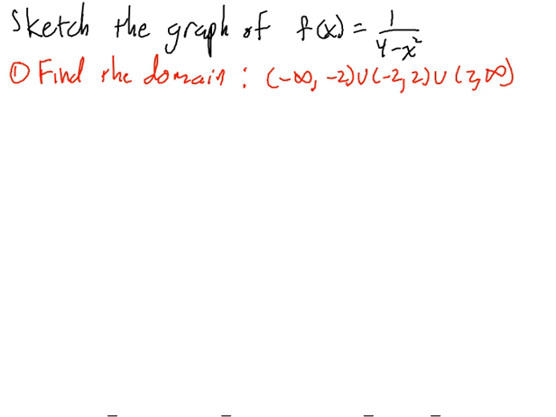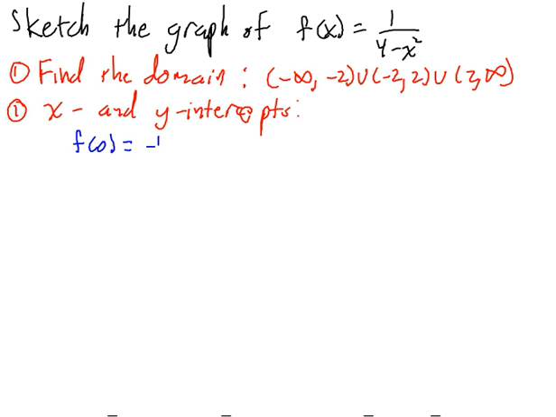Now second, we find the x and y intercepts of the function. For our y-intercept, remember you let x be 0 and solve for y. So f of 0, when x is 0, we'd have 1 over 4 minus 0 squared, so that's 1/4. So our y-intercept is the point where x is 0, y is 1/4.